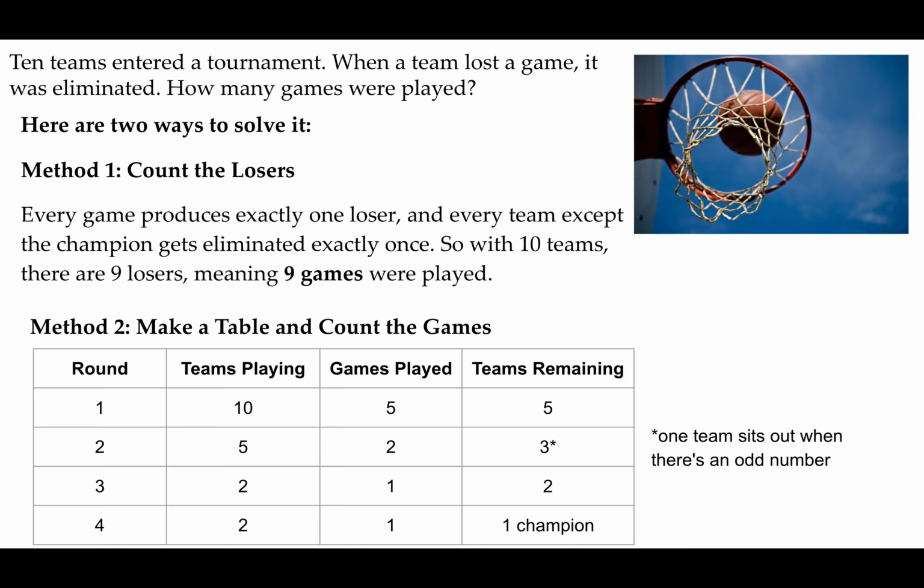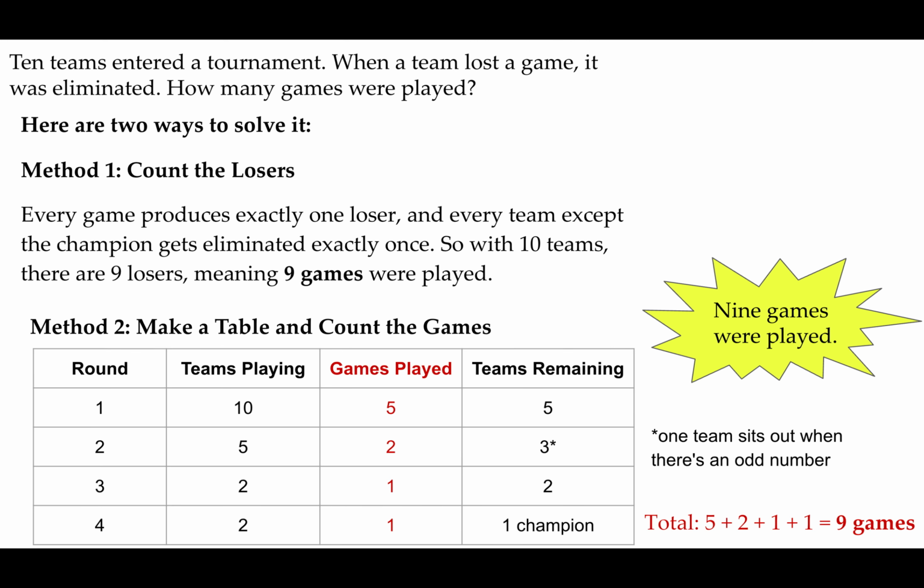So in order to figure out how many games were played, we're going to look at the games played column, and we're going to add 5, 2, 1, and 1. So a total of 9 games. So 2 different ways that you could solve it, or maybe you had another way too. But I hope that you enjoyed this problem.